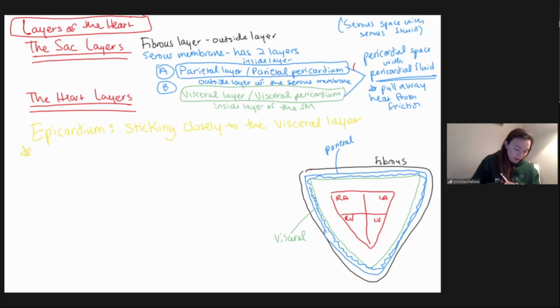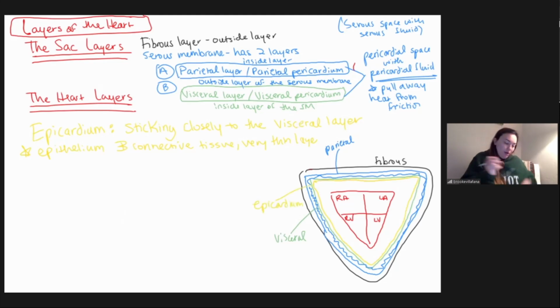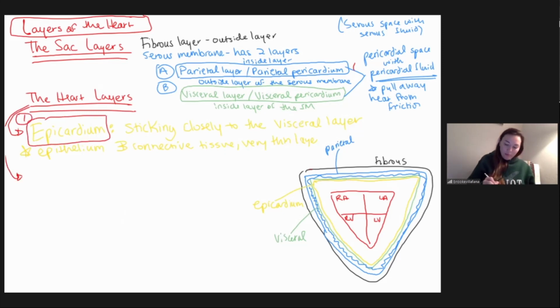This is made up of epithelium and connective tissue. It is a very thin layer. Okay, so we're going to draw it like this. All right, so it's sticking really closely to that green or visceral layer, and it's called the epicardium. The next layer of the heart, so that was layer 1. The next one is our myocardium, okay? Myocardium.